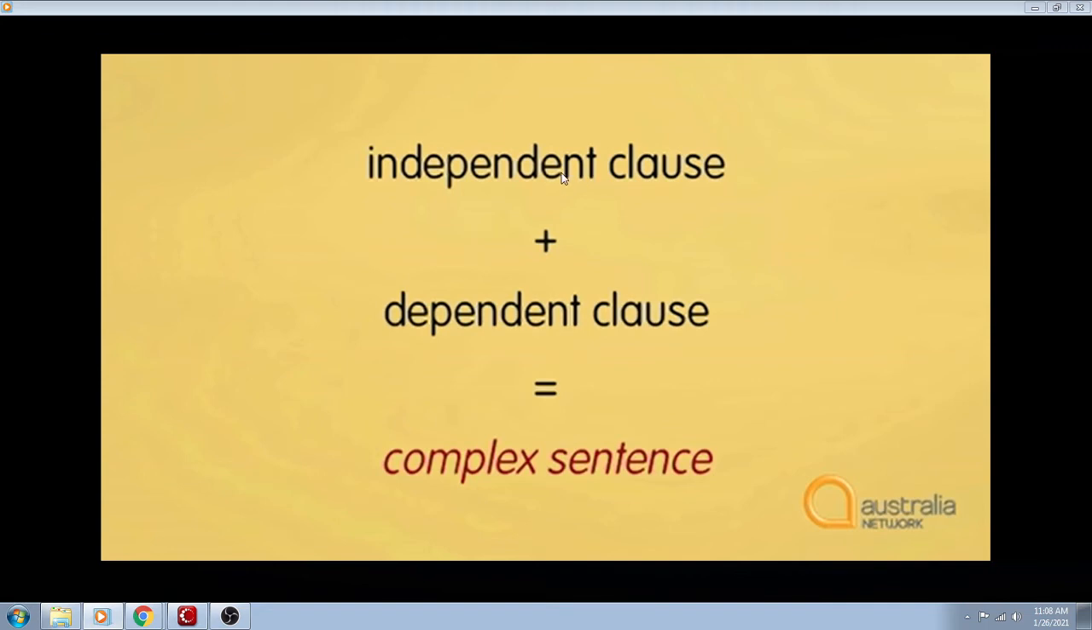So one way to join two independent clauses is to use a coordinating conjunction, one of the 7 in FANBOYS, to create a compound sentence. Another way to join clauses is to have one independent clause and another dependent clause and join them using a subordinating conjunction, a conjunction such as whether, after, before, whenever, when, although, because, etc., creating what we call a complex sentence.